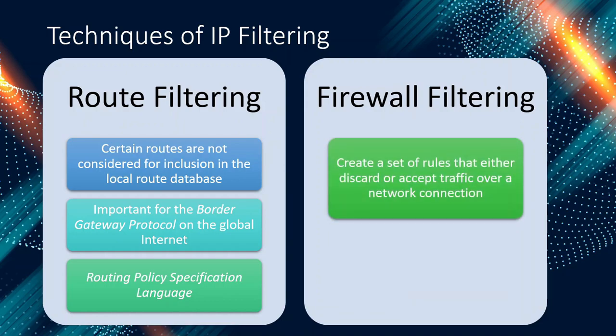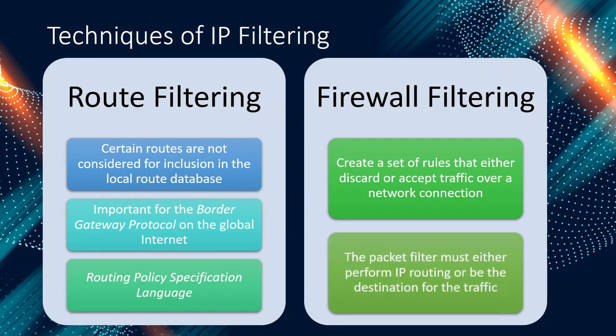Secondly is firewall filtering. As the name suggests, this filtering is directly used on the firewall. It has nothing to do with the route that the packet follows. It simply blocks the packet from entering a network, and also a packet filter can only discard traffic that is sent to it, so the packet filter must either perform IP routing or be a destination.